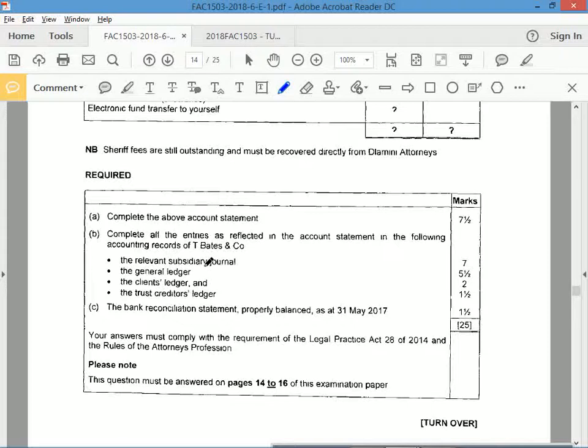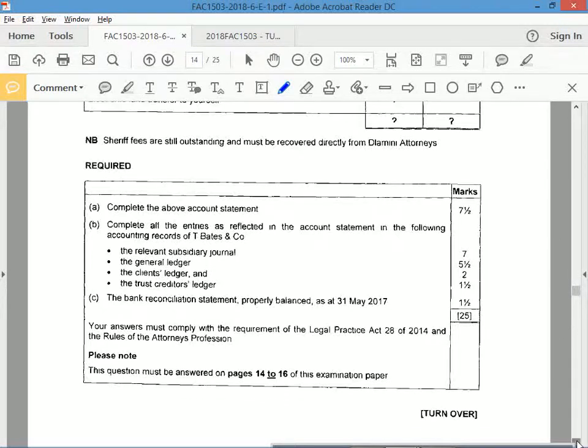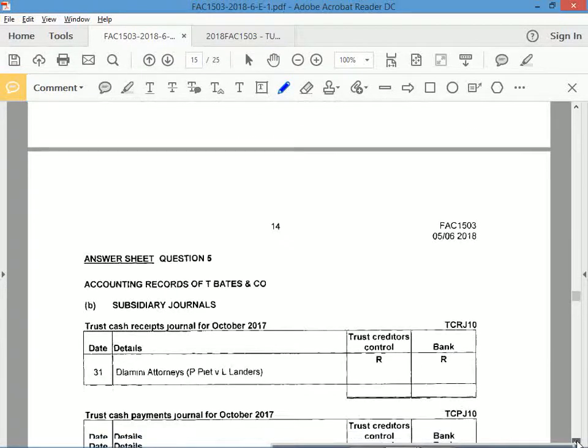So they want journals. They want the ledger, they want the client's ledger, and they want the trust. They want all of it. And then they want the bank reconciliation statement properly balanced off. So there must have been a bank recon somewhere here. Let's check. Where's the bank recon?